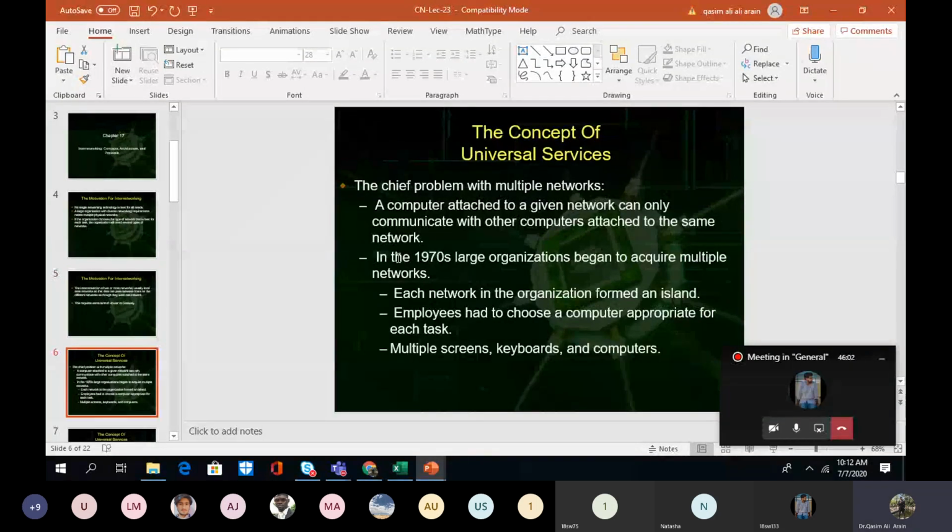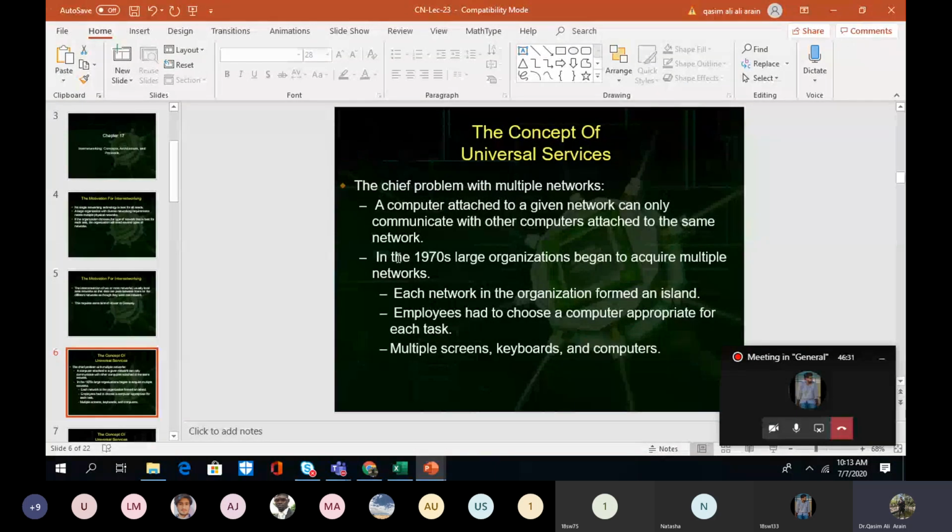So, the concept of universal services. The chief problem with multiple networks is that a computer attached to a given network can only communicate with other computers attached to the same network. This is a very similar situation: if we have a network with multiple computers attached, they can communicate within the same network, but if they want to communicate across the network, I mean outside of the network, then there is a problem.